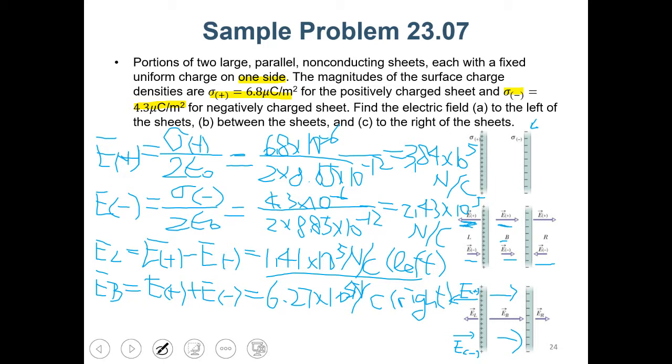And for the right part, it will be actually the same. The magnitude will be the same as the left part because we will have E plus minus E minus, but it will point to the right side. So actually, it will be nothing but 1.41 times 10 to the 5 Newton per Coulomb, pointing to the right.